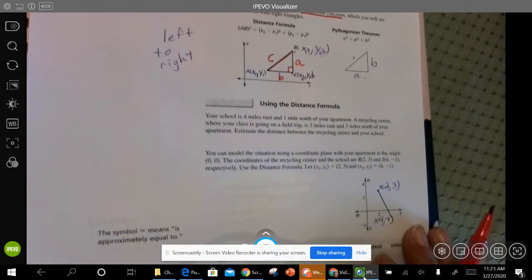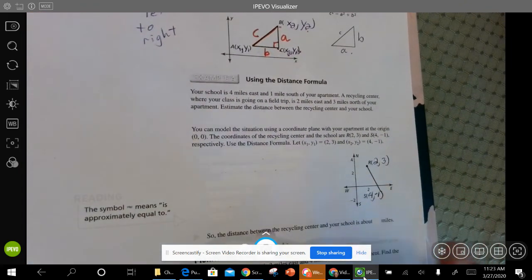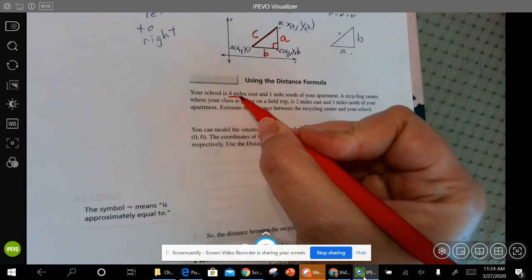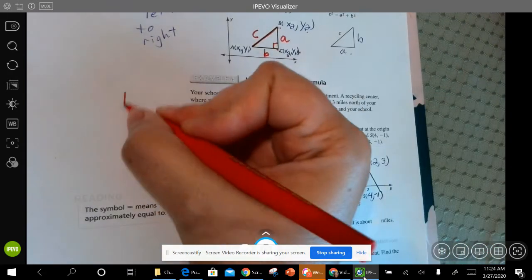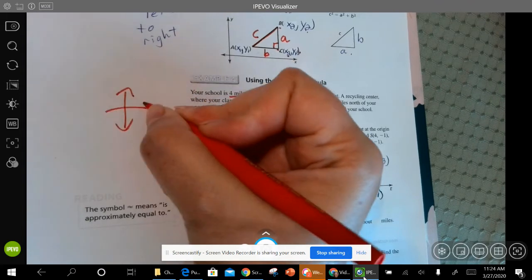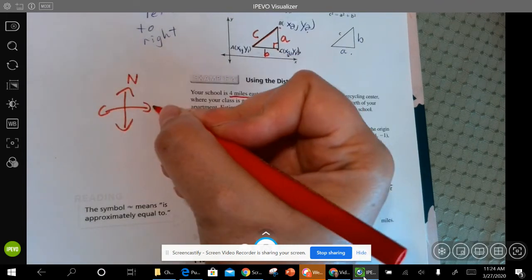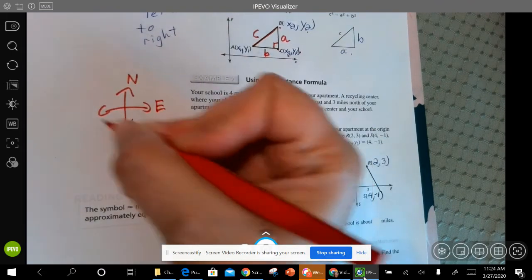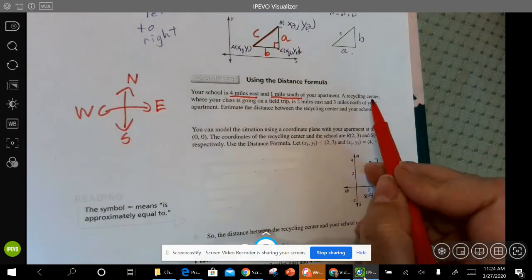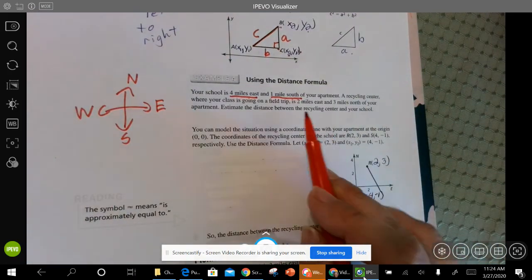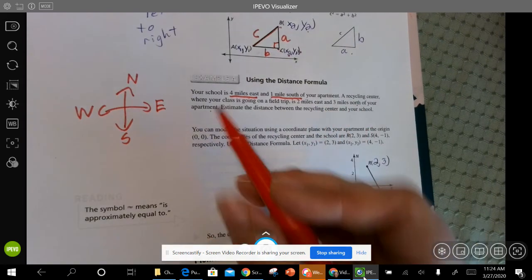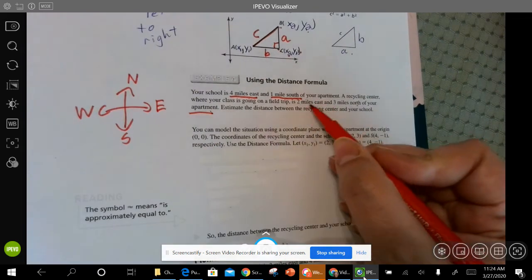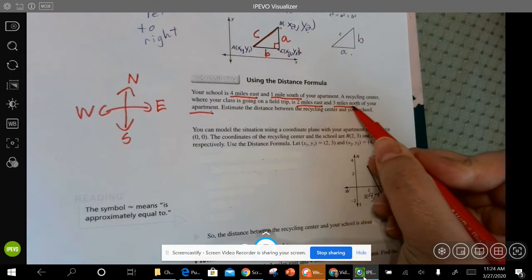So let's use an example, everybody. Let's say your school is 4 miles east and 1 mile south. So for me, I go, oh gosh, I have to remember my directions. North, east, south, west. The recycling center where your class is going on the field trip is 2 miles east and 3 miles north of your apartment. So 2 miles east and 3 miles north.